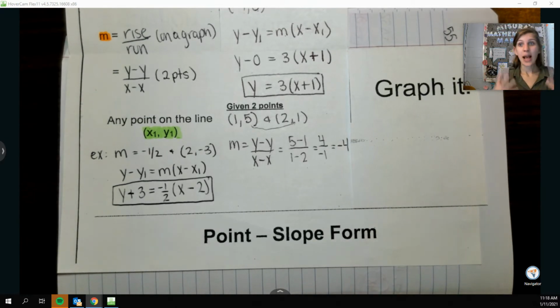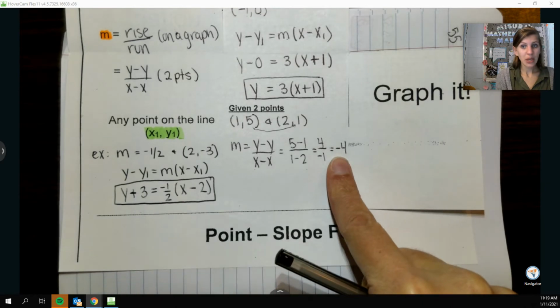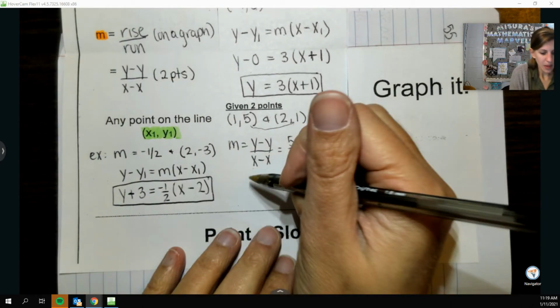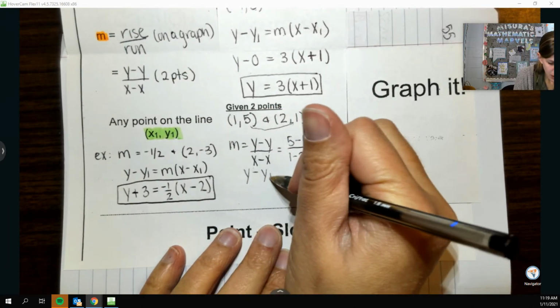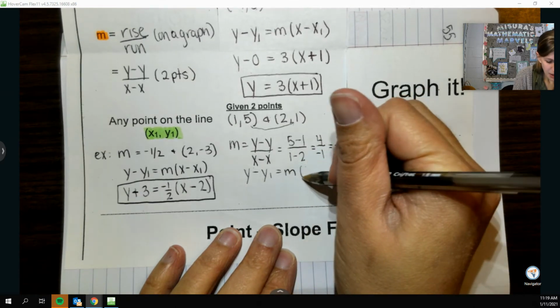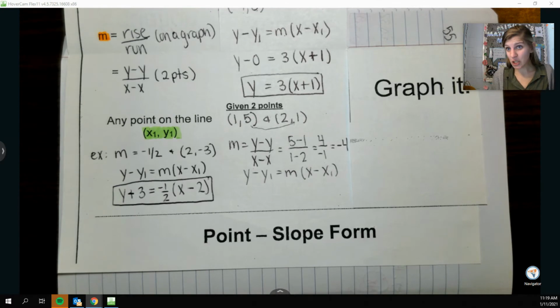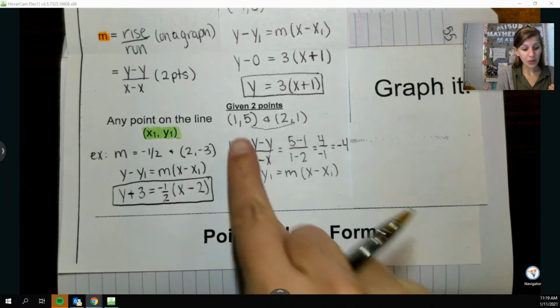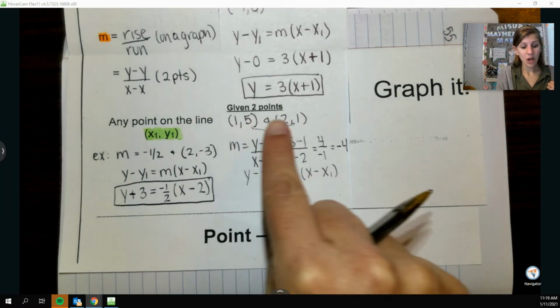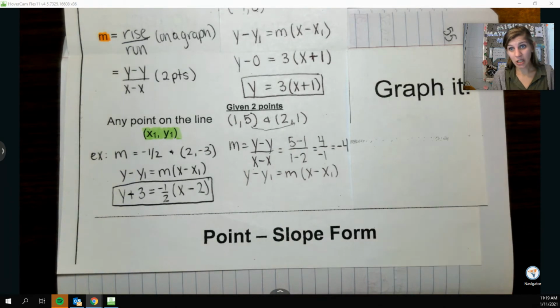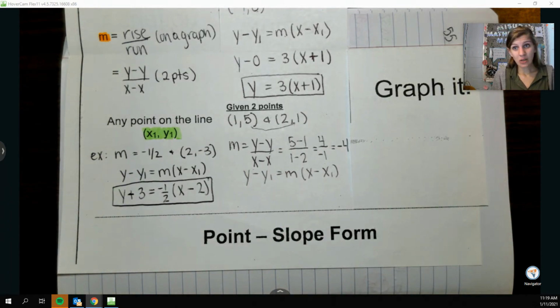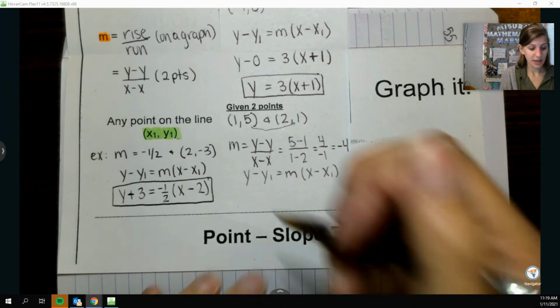Okay, so when I want to write my equation in point slope form, I've got to have a slope and a point. So we have y minus y1 equals m, parenthesis x minus x1. And because you have 2 points, you have a choice. You can either pick (1, 5) or (2, 1). It's up to you. I might choose the one with smaller numbers, but nothing's negative here, and I guess I'll go with (2, 1) because it's smaller.